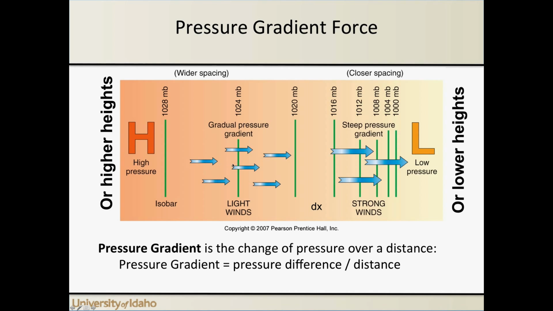The pressure gradient is proportional to the difference in pressure or height over a distance. These lines here represent isolines of pressure, and you see relatively large spacing on the left-hand side, and hence we end up developing a weak pressure gradient and weak winds, versus on the right-hand side where the lines are tightly packed and we have a strong gradient and strong winds.